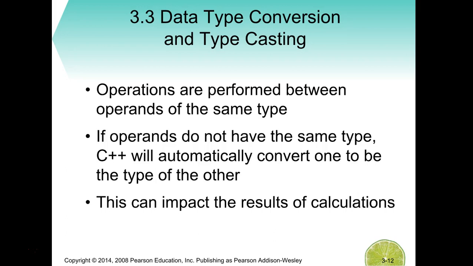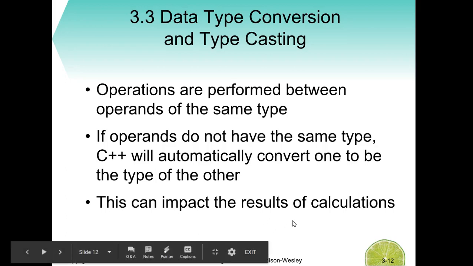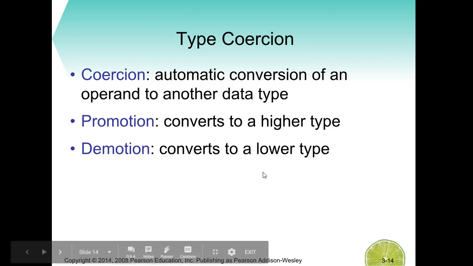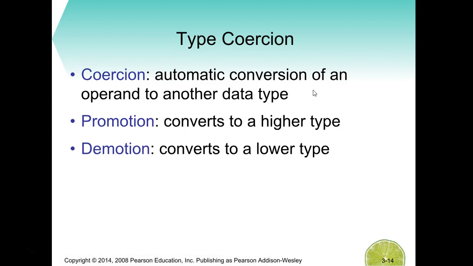When we work with operations, operations must be performed between operands of the same type. If the operands don't match, the computer is automatically going to convert one to be another type. That could have a drastic result on calculations. We'll come back to this hierarchy of data types in a little bit, but when it's doing this, it's automatically doing what's called type coercion. So it automatically converts one operand to another data type.